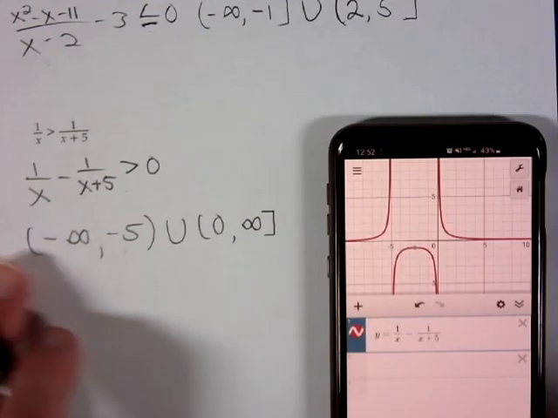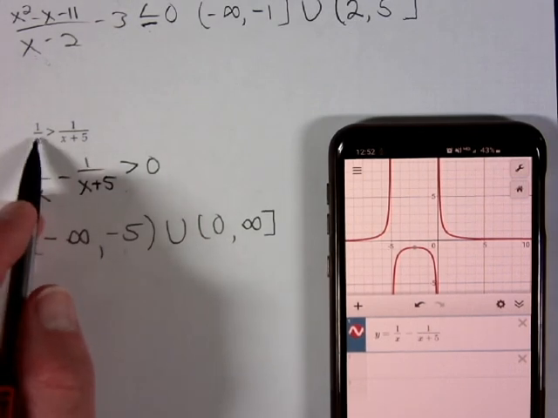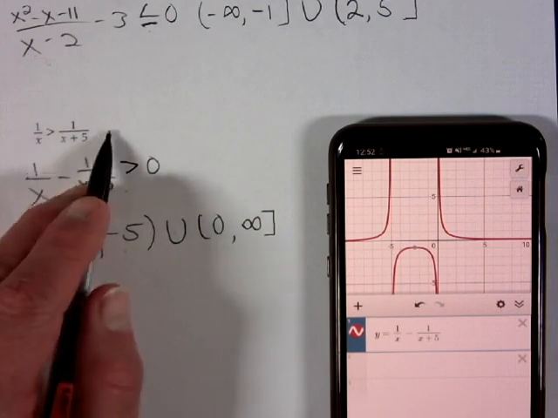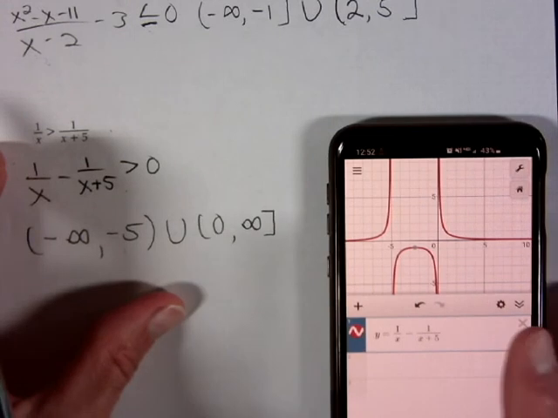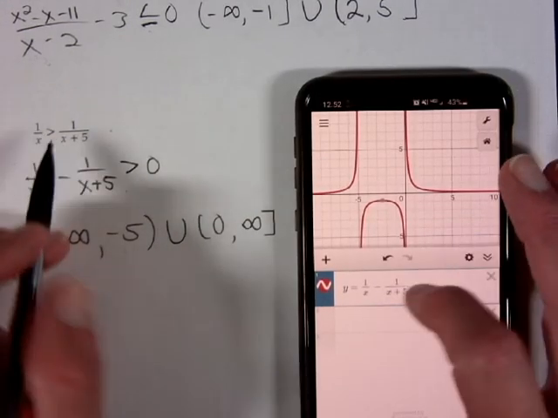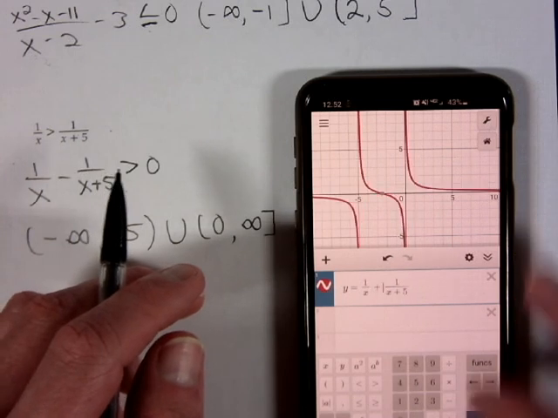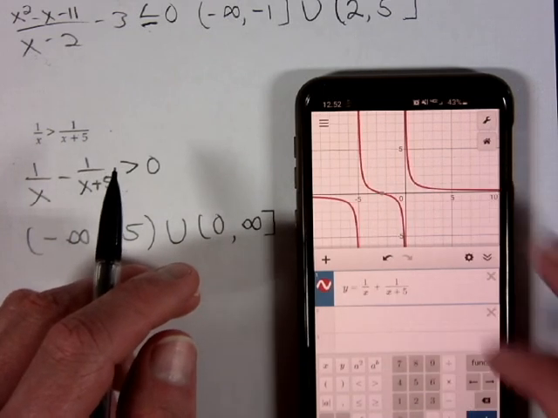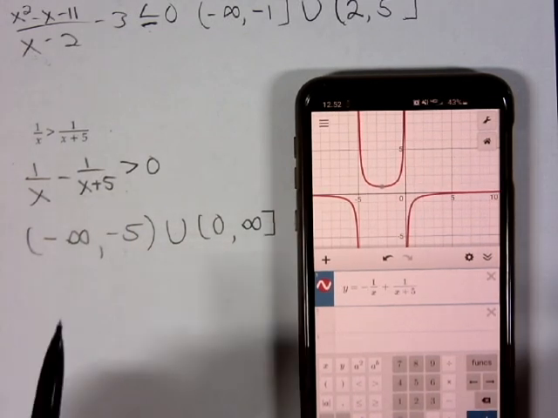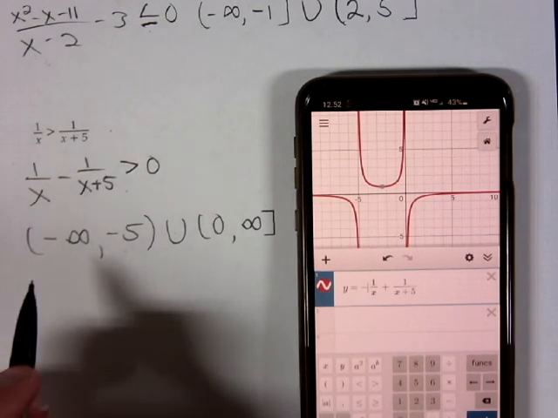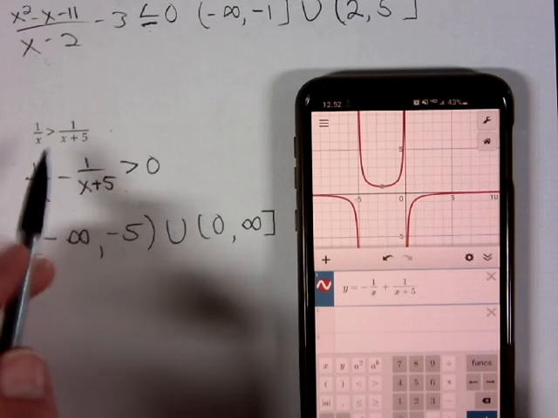Now, by the way, I need to mention this too. Some people might be saying, well, Coach, what if I took this expression and moved it over here instead of moving this one over there? How would that change things? Well, it wouldn't, because if we did that, the only thing that would change is that this would become a positive and this would become a negative, right? And so, again, once that happens, though, it just flips the graph, right? It flips the graph, but guess what?